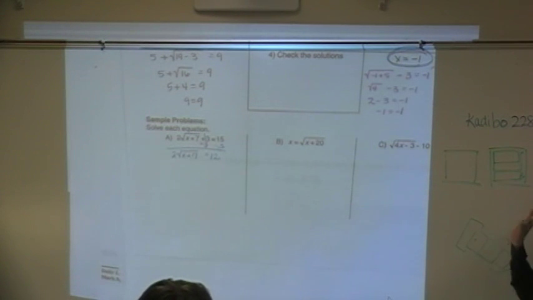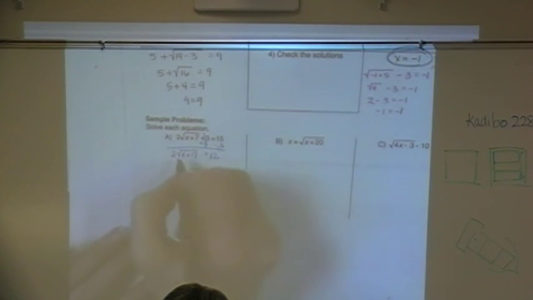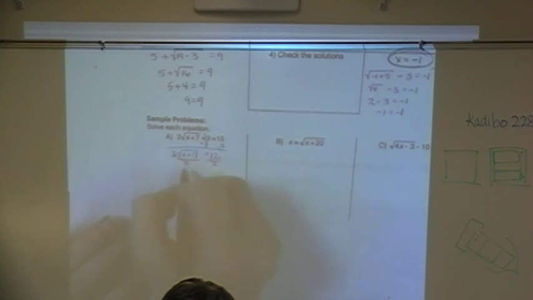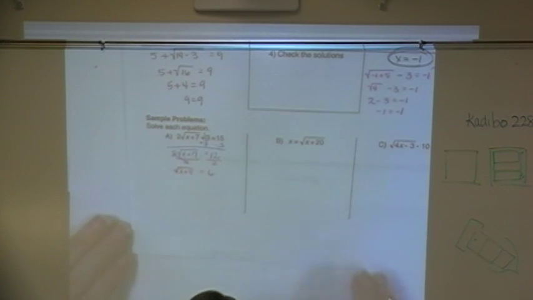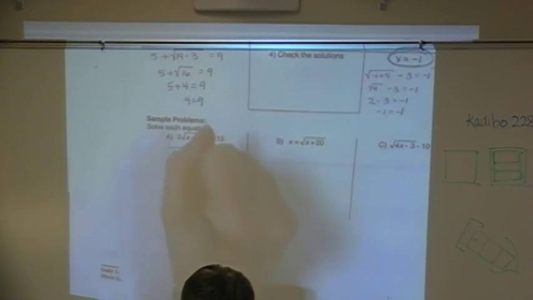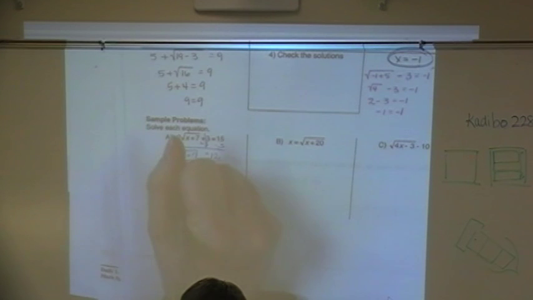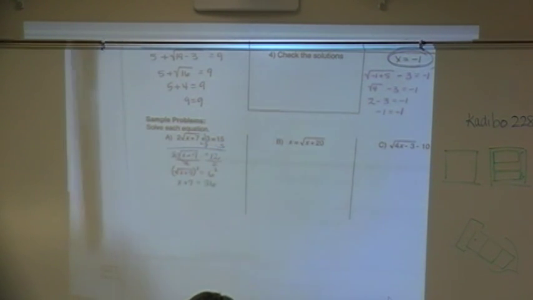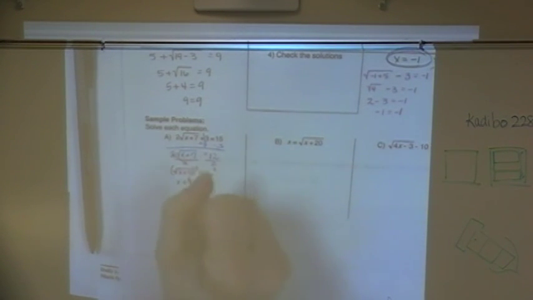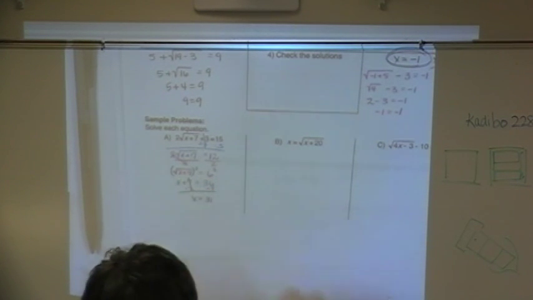Okay, so everybody good so far? Now I'm going to get rid of the 2. How am I going to get rid of that 2? Just divide it all. Yes, divide by 2. So now I have square root of x plus 7 equals 6. Now we have to square both sides. I love math. Subtract 7. So I get x equals 31.